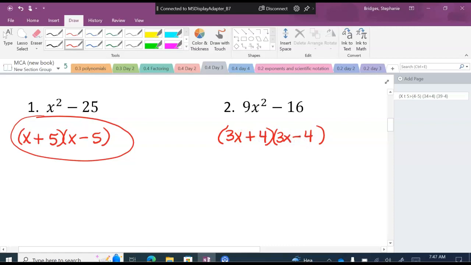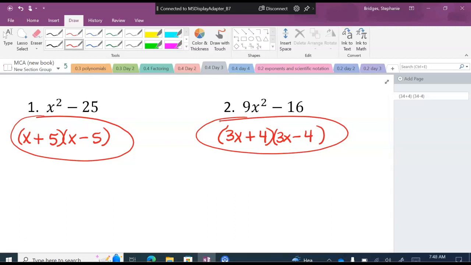And we just want to check to see, can either one of those break down any further? Are 3 and 4 both perfect squares or cubes? No, 4 is, but 3 is not. Therefore, that is all I can do for that one. As long as you recognize squares and you remember square root of the first term, square root of the last term, 1 plus, 1 minus, that's about as hard as these get.